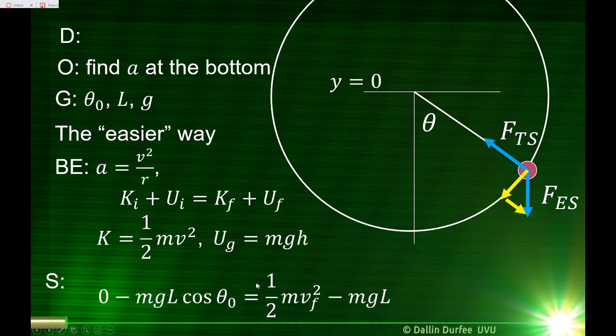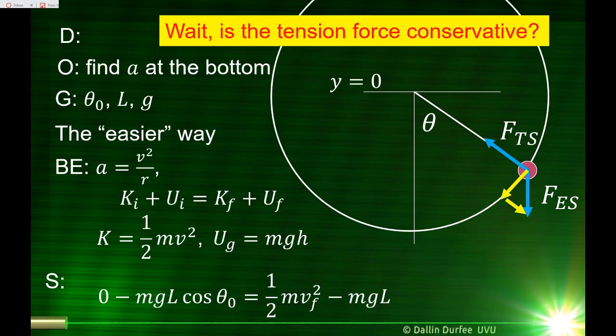When we get to the bottom, we will have kinetic energy, 1/2 mv final squared, and our potential energy will be negative mgL because y will be negative L. So there it is. That's the equation we have to solve to find the velocity at the bottom. It's pretty simple. Wait a minute.